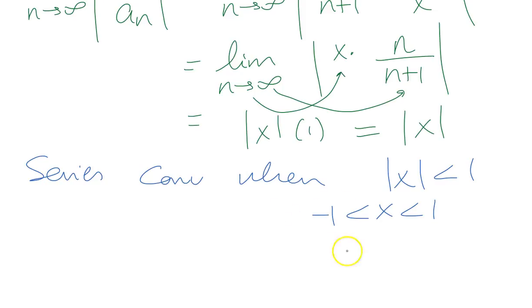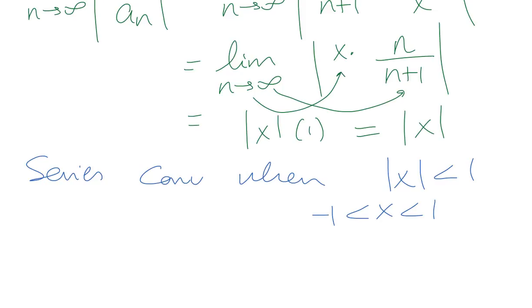Okay, when x is -1, what is the limit? Absolute value of -1, which is 1. We know that the ratio test is inconclusive when the limit is 1. When x is 1, the limit of the ratio is still 1. So the ratio test is inconclusive. So we are not able to say anything about the convergence or divergence of the power series at the endpoints using the ratio test. So we have to do some other tests to determine what's happening at the endpoints.